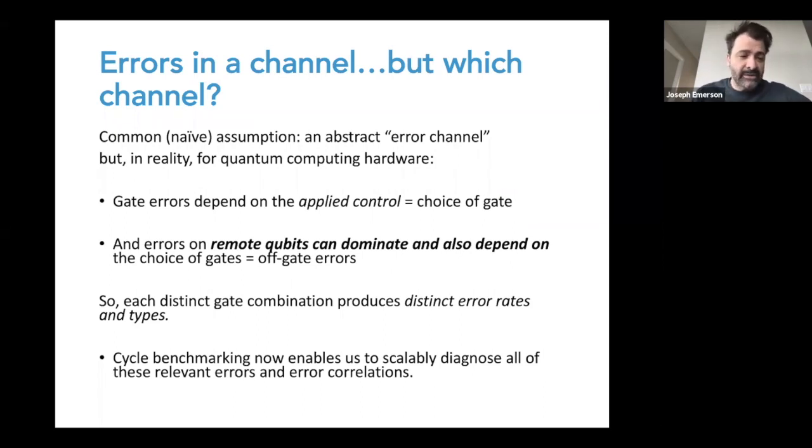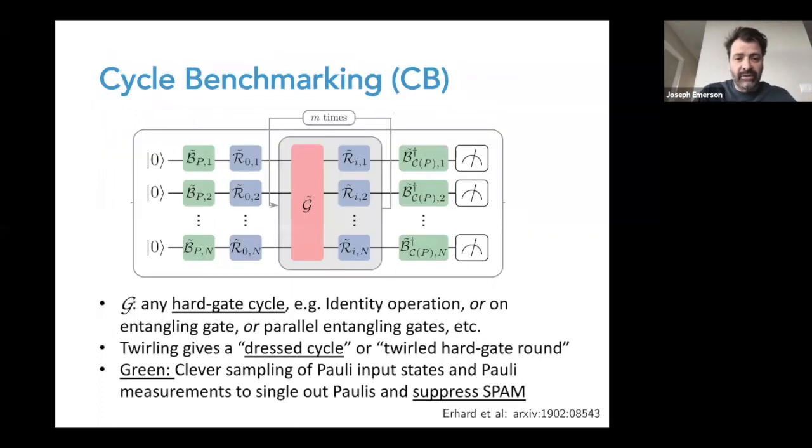And cycle benchmarking is the tool we've developed to diagnose these errors. So I'll tell you more about that. So what is cycle benchmarking? Well, it's a protocol. It borrows ideas from randomized benchmarking, and from symmetrized error characterization, with an old paper of mine from 2007.